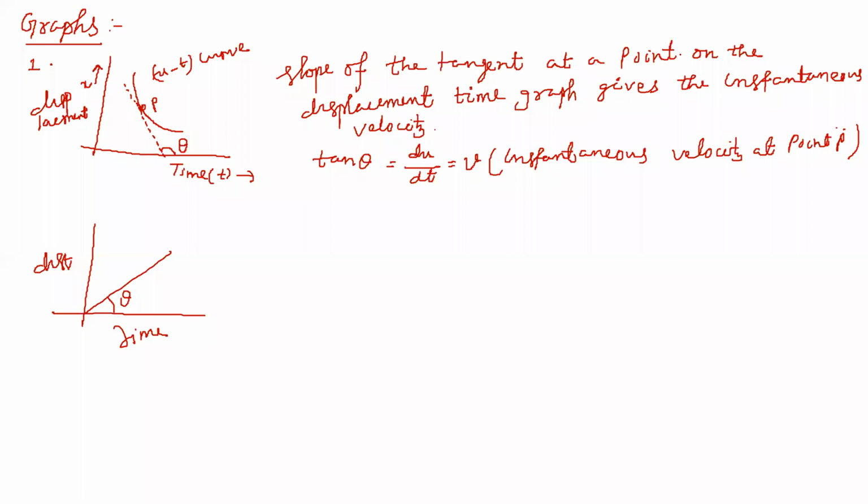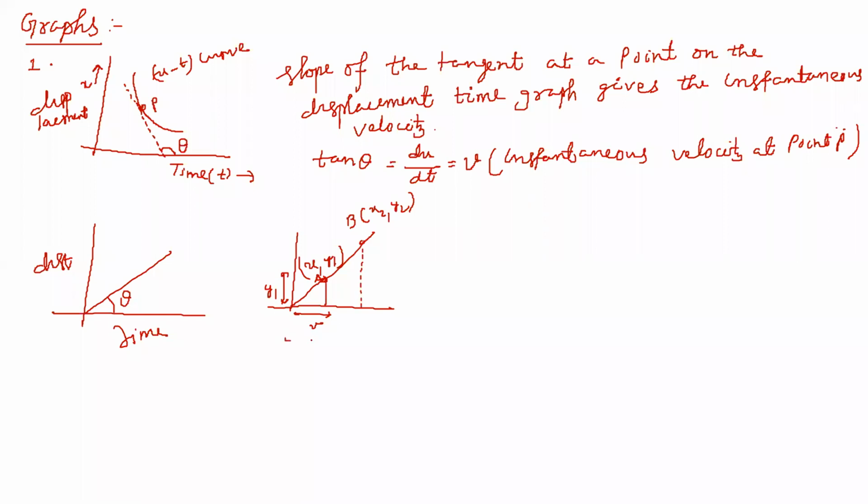Slope means how y changes with respect to x. Let me take a graph. Let the body be at this point, where the coordinates are x1 and y1. The body then moved from point A to point B, with coordinates x2 and y2.